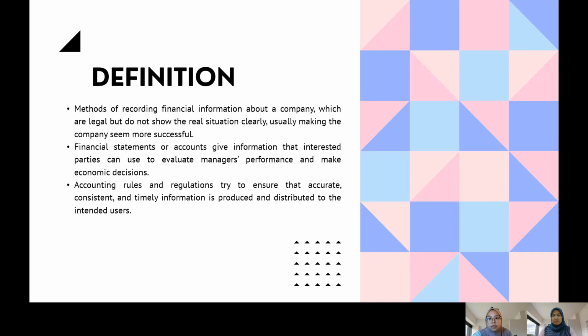Okay, for the third point, accounting rules and regulations try to ensure that accurate, consistent and timely information is produced and distributed to the intended user.